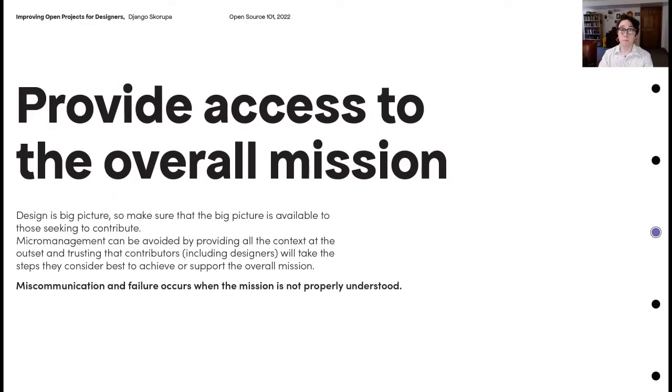But if you can't do that, provide access to everything. Everything in the overall mission. Design is, if you hadn't already guessed, very big picture. Make sure that that big picture is available to those seeking to contribute. We can avoid this sense of micromanagement in projects by providing all of the context at the outset and then trusting that the contributors, which in this case does include designers, take the steps that they consider best to achieve and support the overall mission. This means letting it go a little bit and assuming that you've provided all of the context, absolutely everything necessary, so that they'll be able to succeed.